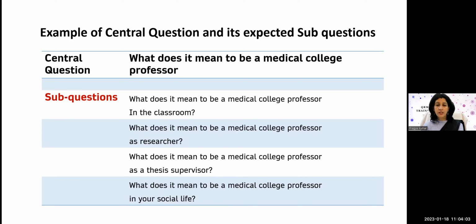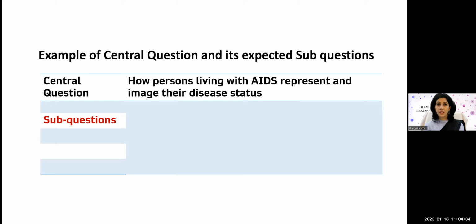If you have nicely framed sub questions, that will help you in making the interview guide, because then your inquiry will be into these domains. And how do you get the sub questions? Definitely the review of literature is very important, because for your research question, your research problem, and your purpose statement also, you review literature. So by reviewing literature you get these sub questions and the central question also. Now some examples of central questions and their expected sub questions.